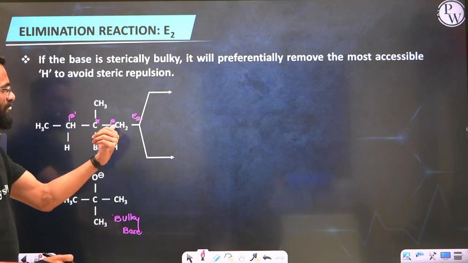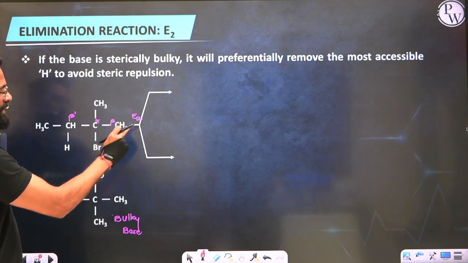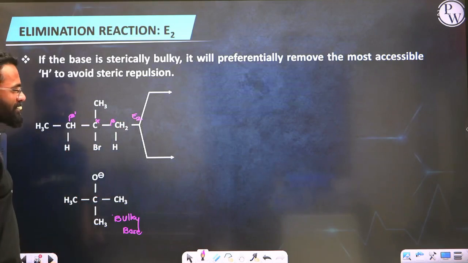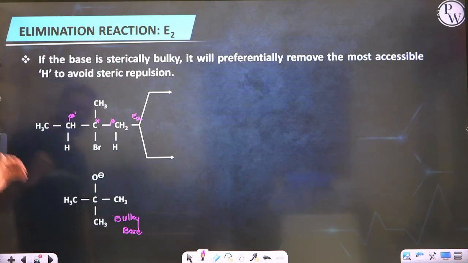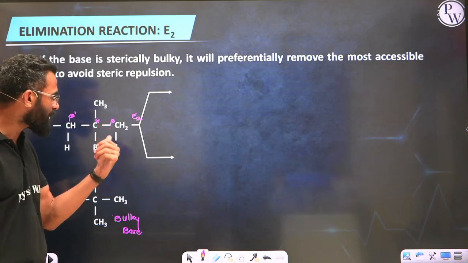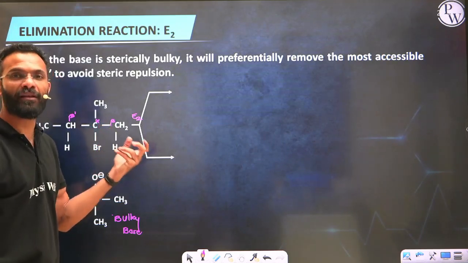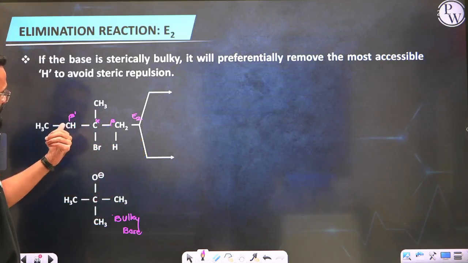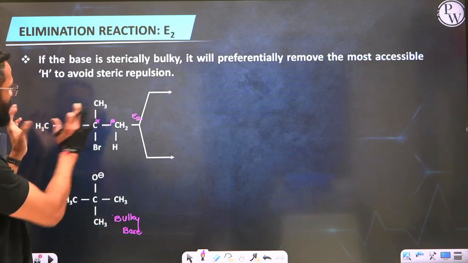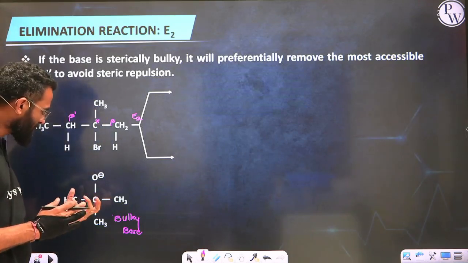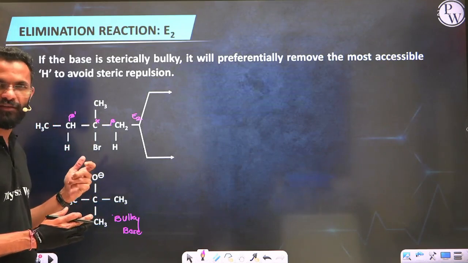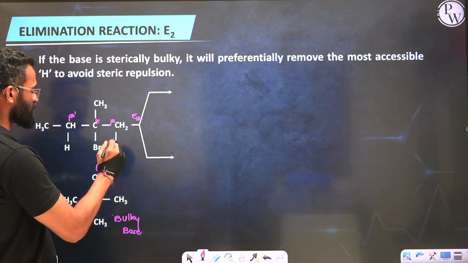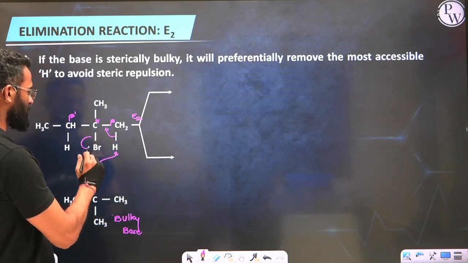But because this is a primary carbon, there are no bulkier groups present around it, so the base will be able to conveniently abstract the beta hydrogen atom. In other words, the beta hydrogen atom is more easily accessible to the bulkier base than the beta dash, because beta dash is a substituted carbon. There are some groups present around this beta dash, so the approach of a bulky base towards such a beta hydrogen will be relatively difficult. Hence, a bulky base will prefer to abstract the hydrogen from the beta carbon atom in the major product.